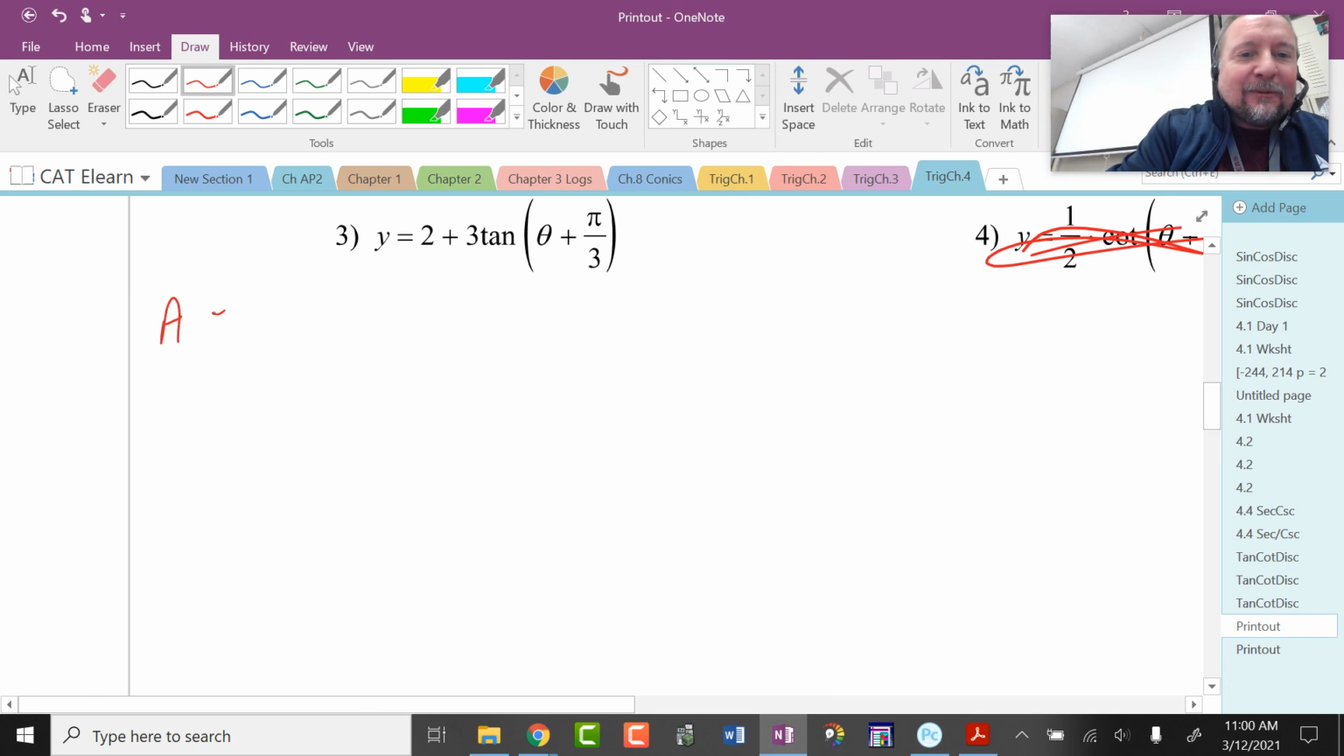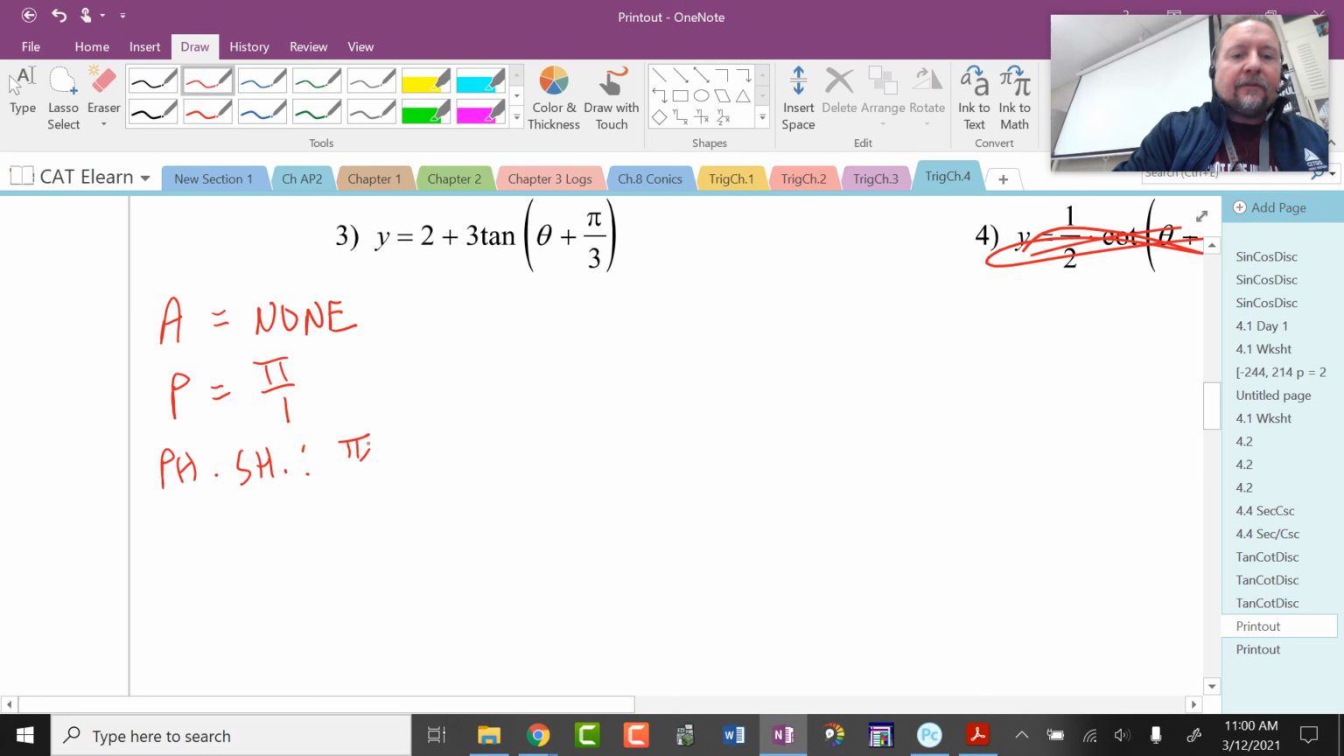Okay, amplitude equals none. If you mess that up on the test, it's on you at this point. There is an A value of 3, though. Period. Oh, no, I don't see anything. So it's pi over 1, pi. Tangent. Phase shift. No fancy factoring. So phase shift is pi over 3 left.